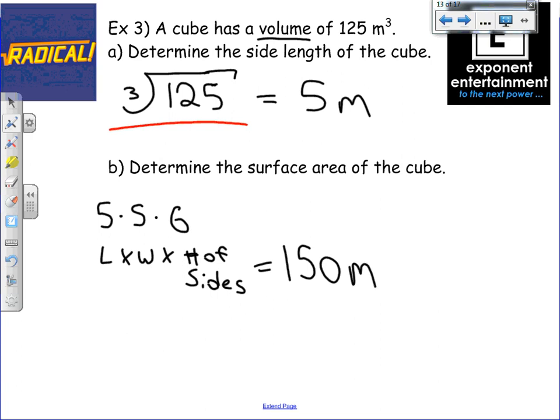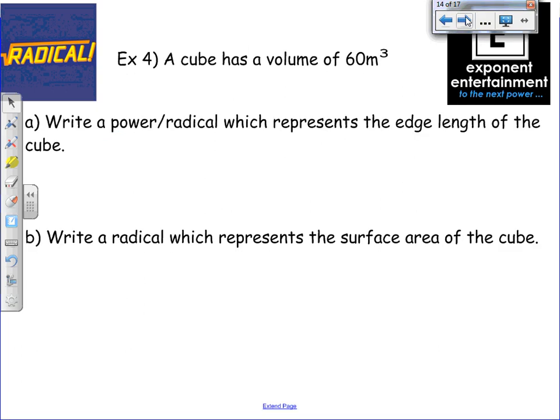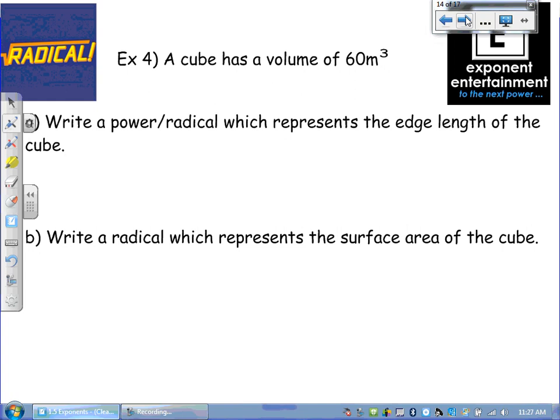Any questions? A cube has a volume of 60. Create a power and a radical that represents the edge length of the cube. So you have to do both. You have to write it as a power and write it as a radical. Write it as a radical first.